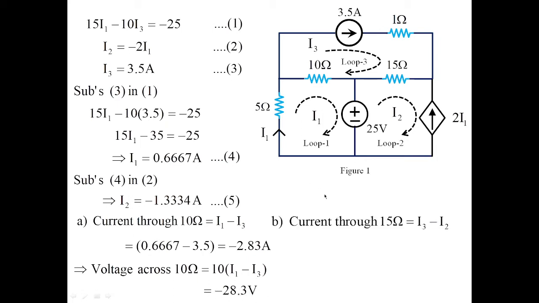Let's go with the second solution. We need to find out the current in 15 ohms and it was shown in this direction. So the value of current through 15 ohms is nothing but I3 minus I2, which will be equivalent to 4.8334 amperes. Now this is the answer we have to remember for the current through 15 ohms. Once we obtain these two currents, let us cross check with method 2, that is applying node analysis.